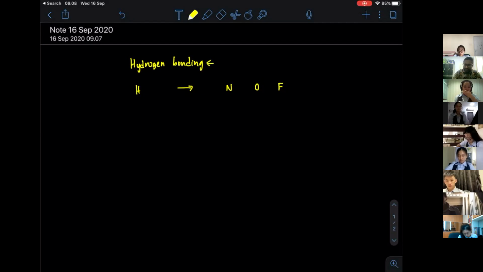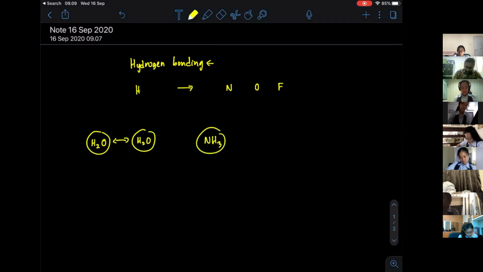And of course, it's the bonding between molecules. Take note, if you have, for example, water and another molecule of water, we are talking about the bonding between them. Again, if you have ammonia and another ammonia, the bonding between them. And HF and another HF, we are going to talk about the bonding between them.